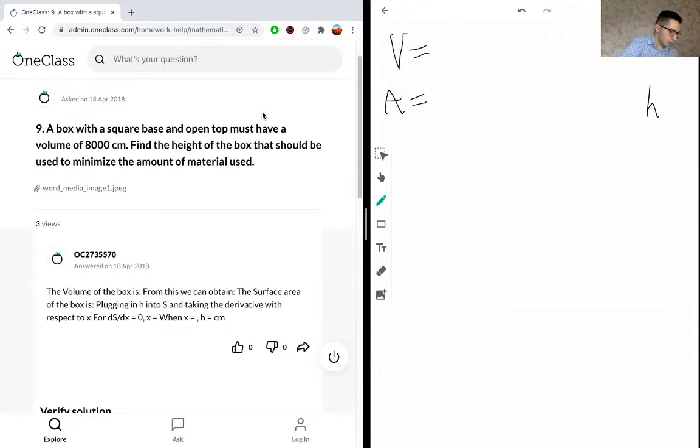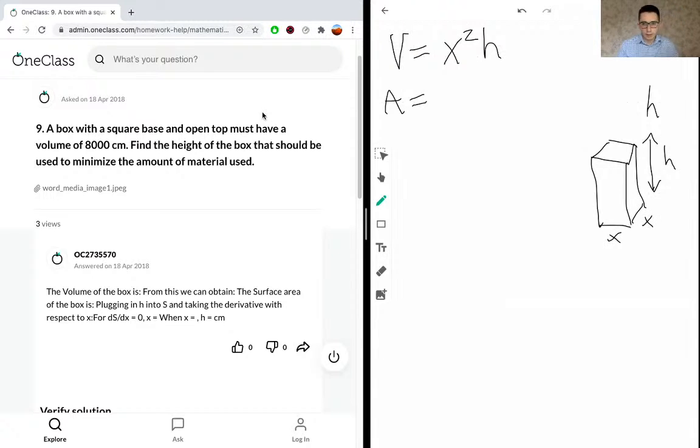So to start off, to define the volume, it's the area of the base times the height. So the area of the base, since it's a square base, would be x squared, and then the height would just be h. So I'll just draw a diagram. So we have some box. We don't know the height, but we know the base is x times x. So x times x is x squared times the height gives us the volume.